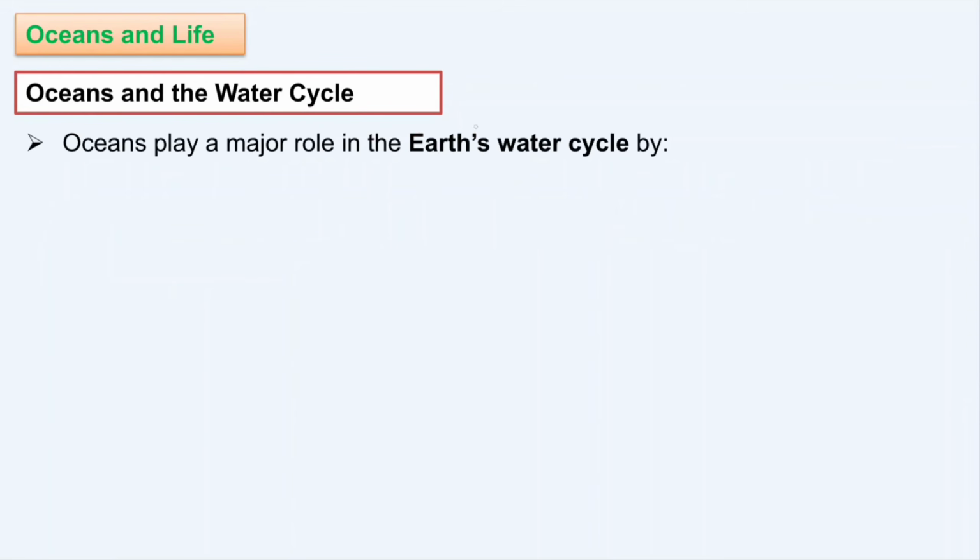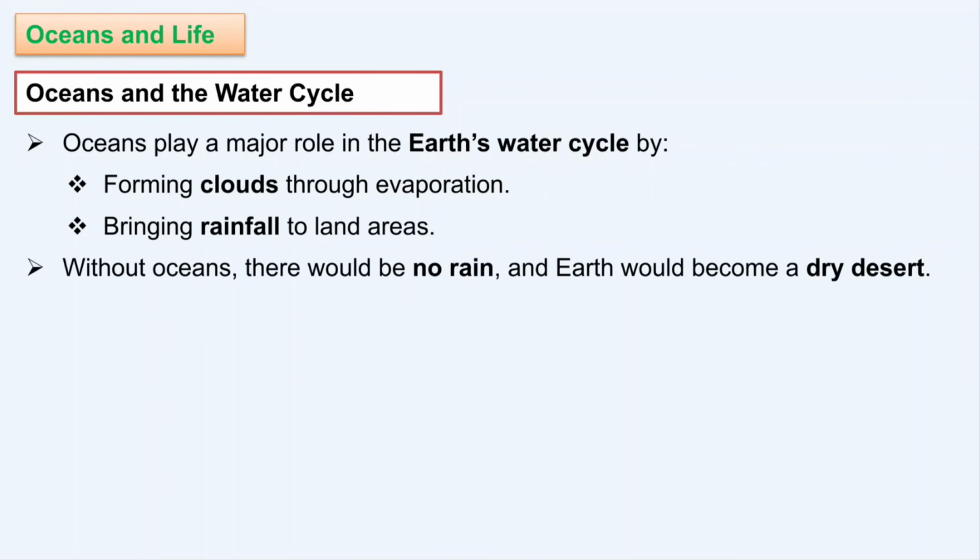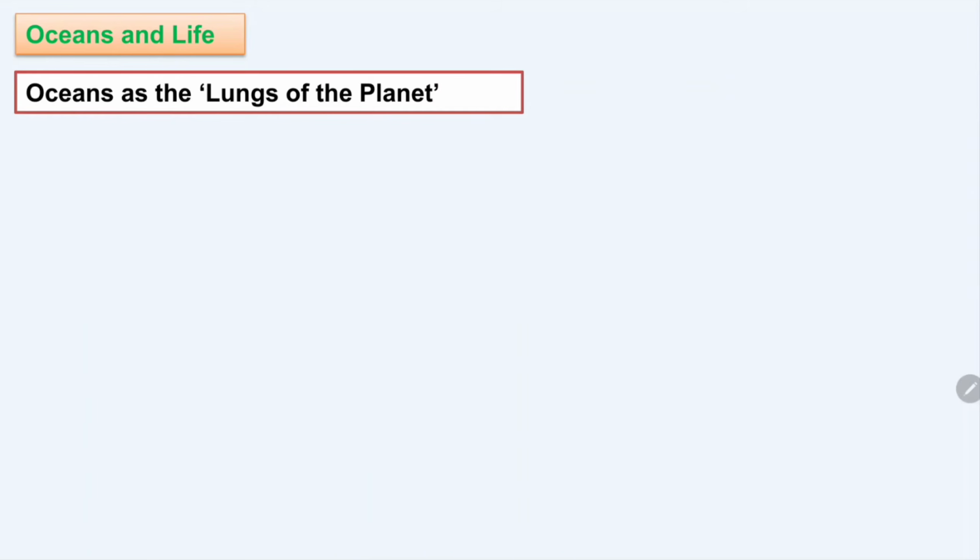Oceans and the water cycle. Oceans play a very major role in Earth's water cycle, because they bring rain to the continents, isn't it? Through evaporation of ocean water there is a formation of clouds, and once the clouds are formed, what will happen? It will precipitate. That means it will rain, isn't it? So bringing rainfall to land areas. Without oceans, there would be no rain and Earth would become a dry desert. If there were no oceans, there would be no rain on Earth and the whole world would become a very dry desert.